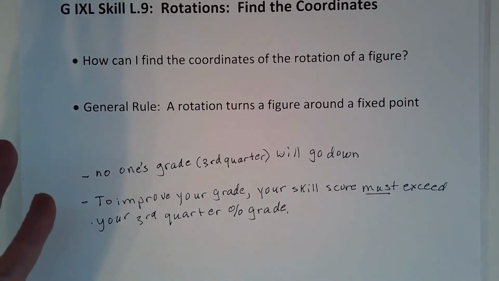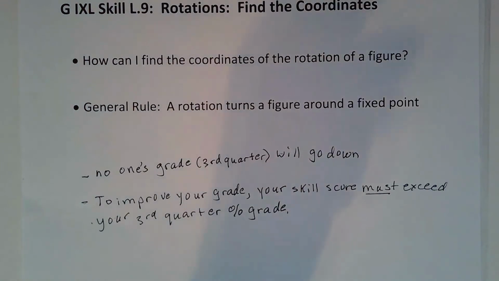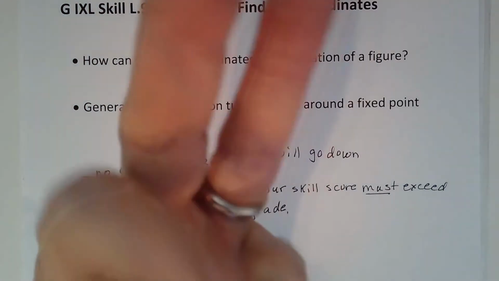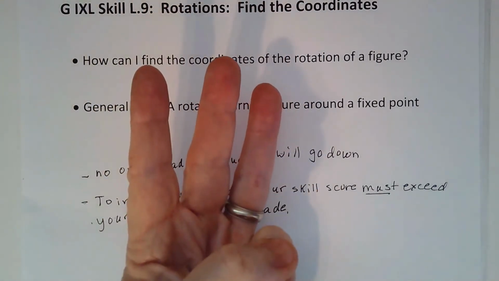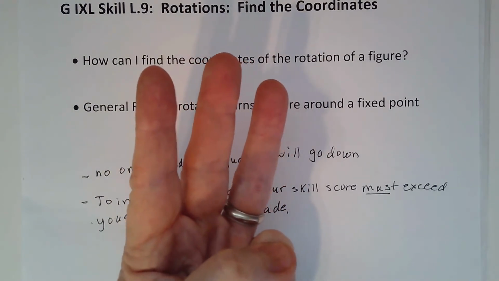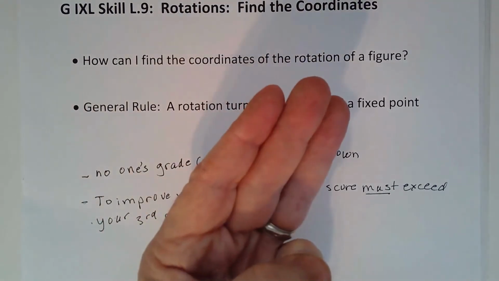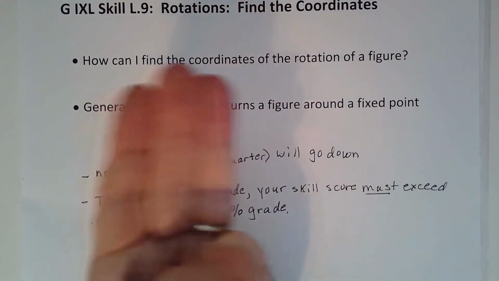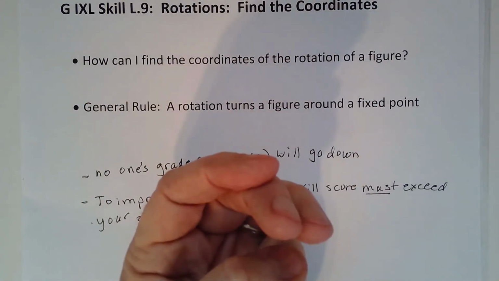So you've got three, this will be the third one of five for your first test, and then you will have two more tests for a total of three tests. Each will be the average of five of these skills. So you're going to go through 15 skills between now and the end of the school year.